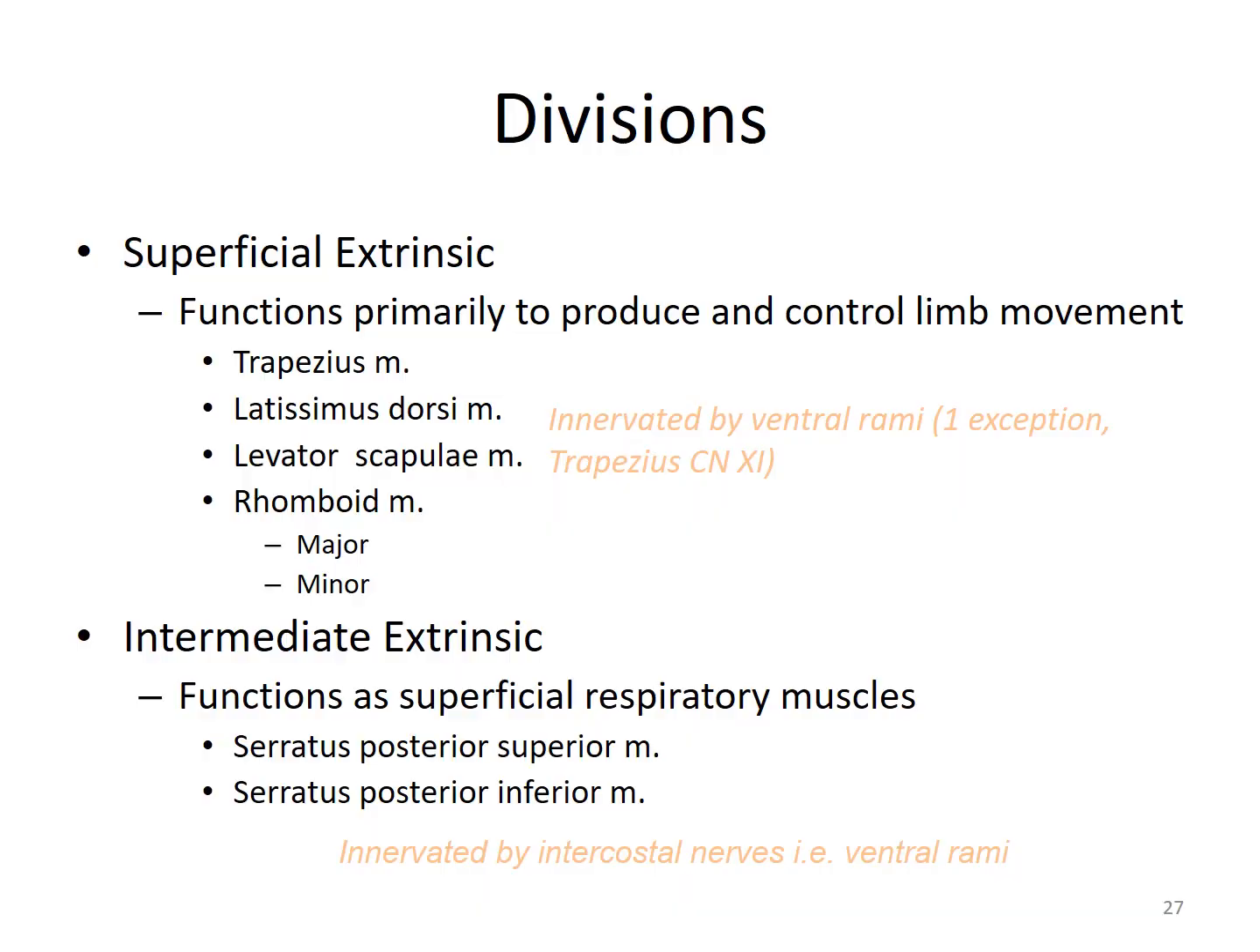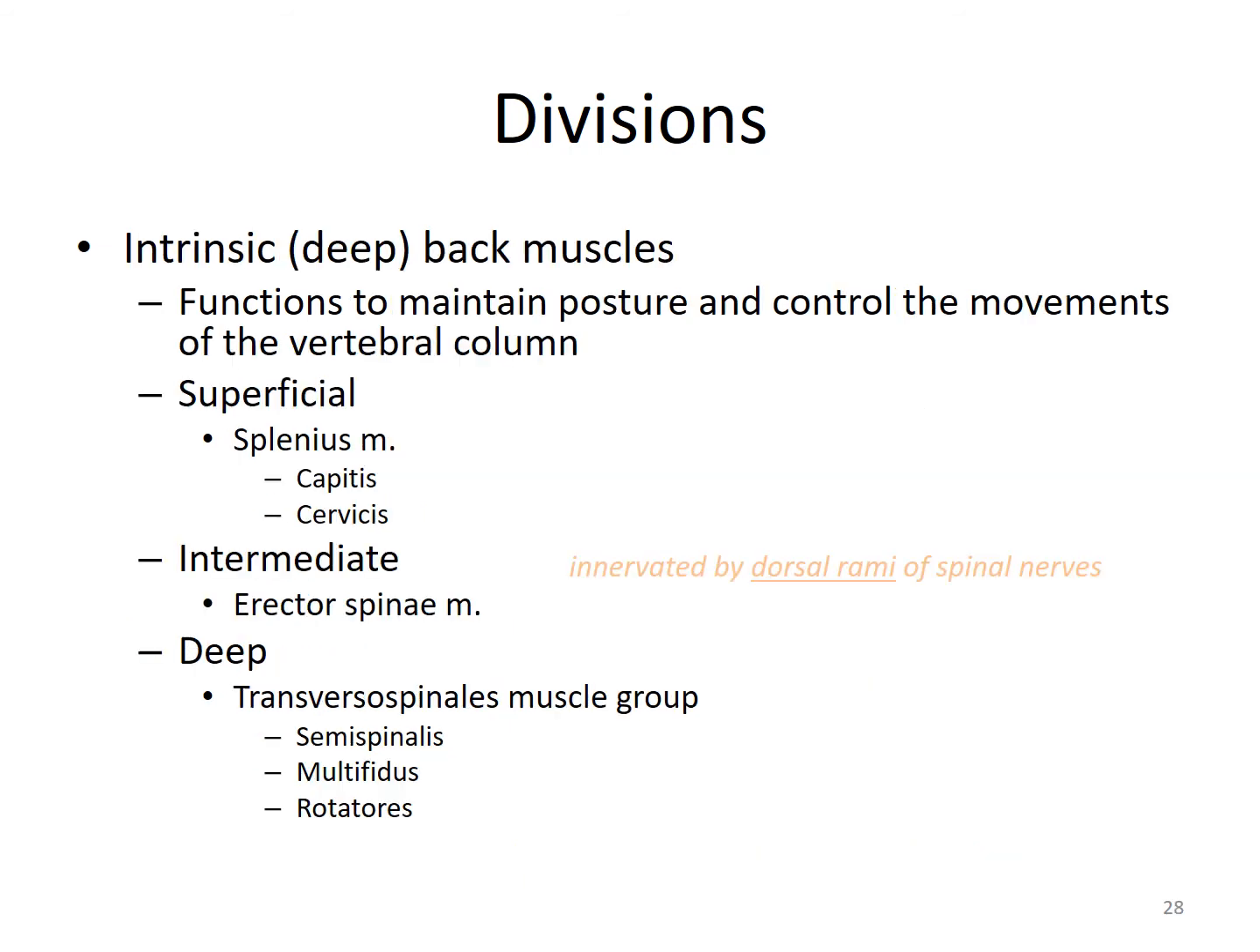So we can subdivide this a little bit further into superficial extrinsic muscles, which primarily function to produce and control limb movement. That would be, for instance, your trapezius, the latissimus dorsi, and the levator scapulae muscles. And the rhomboids, you have a major and a minor. You also have intermediate extrinsic muscles. They function as superficial respiratory muscles, at least that's kind of what a lot of people think. These are super thin. They're going to be easy to accidentally miss or destroy in lab. That will be the serratus posterior superior and the serratus posterior inferior.